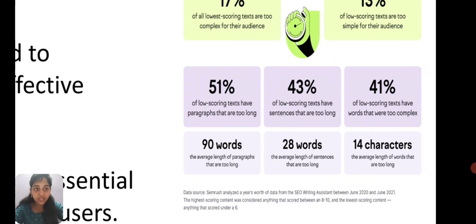Coming to the 41% of low scoring texts, they have words that are too complex, and 14 characters is the average length of words that are too long.